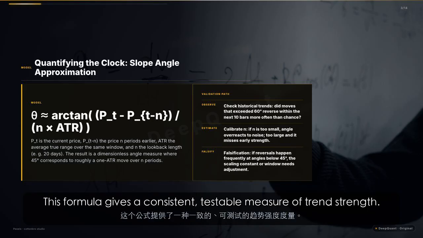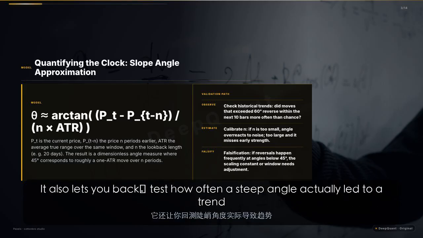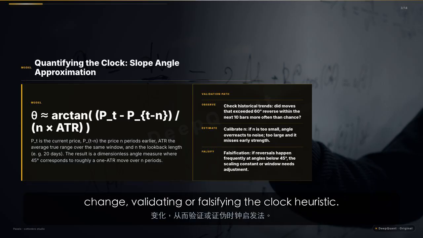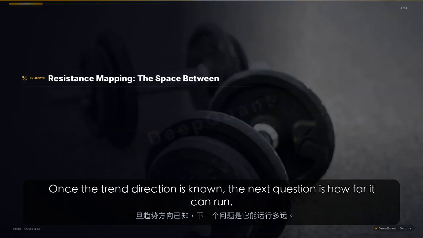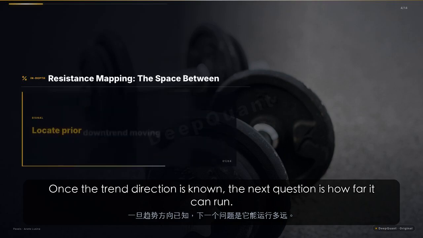This formula gives a consistent, testable measure of trend strength. It also lets you backtest how often a steep angle actually led to a trend change, validating or falsifying the clock heuristic. Once the trend direction is known, the next question is how far it can run.